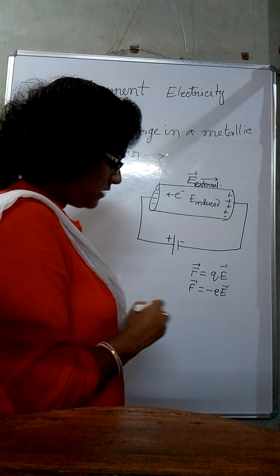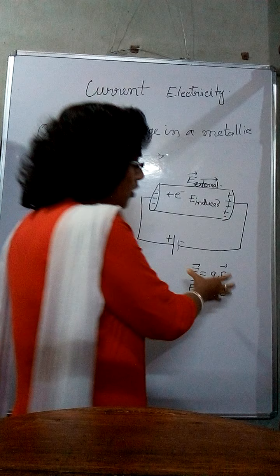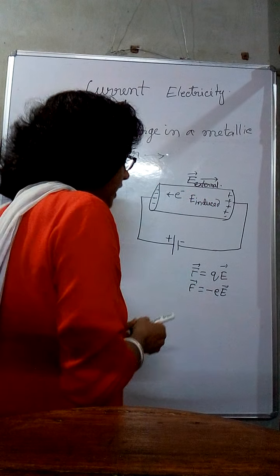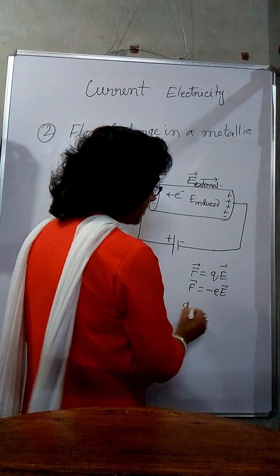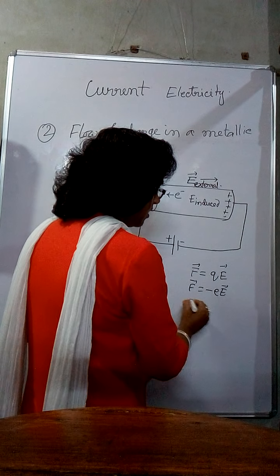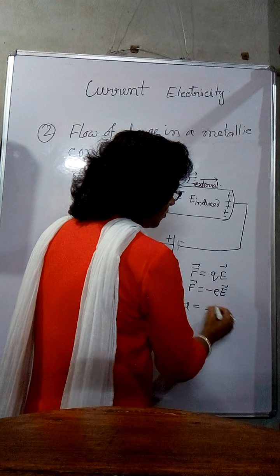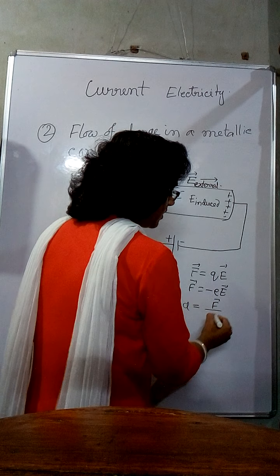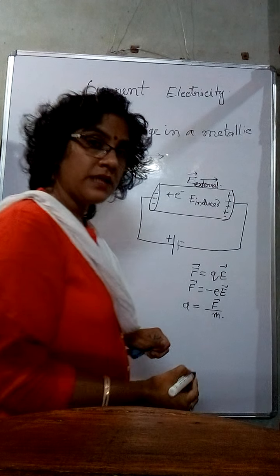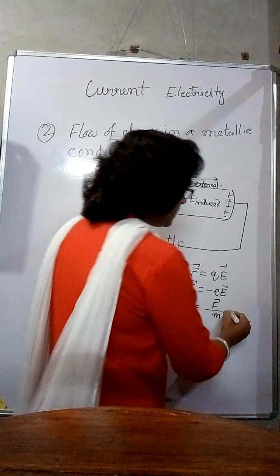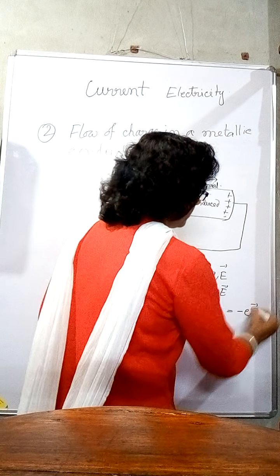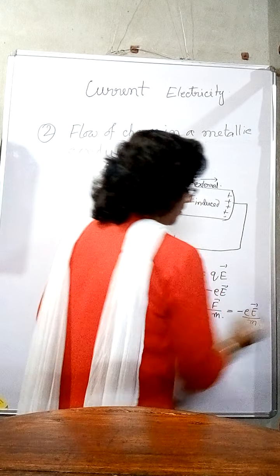Now, if the electrons are getting that amount of force, then what will be the acceleration of the electron? The acceleration of the electron will be a is equal to F by m, where m is the mass of the electron. Then it will be minus eE by m.